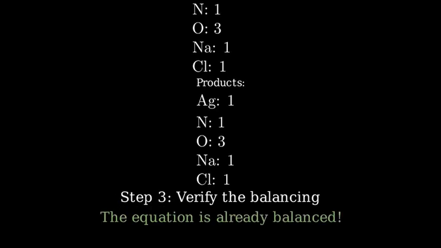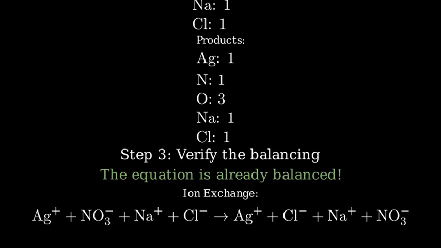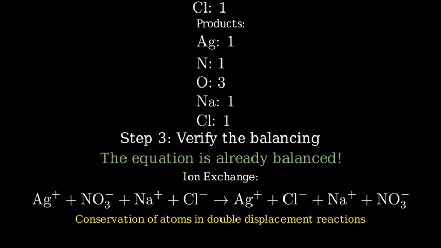Let's understand why this equation is already balanced. In this reaction, we're essentially exchanging the nitrate ion NO3- and the chloride ion Cl- between the silver and sodium. This is an example of a double displacement reaction where the ions simply swap partners. Because we're just rearranging the ions and not changing their quantities, the equation is naturally balanced.